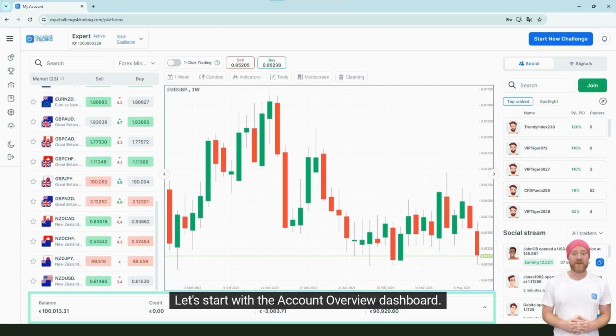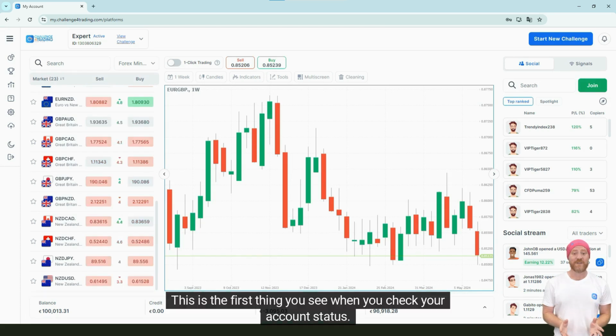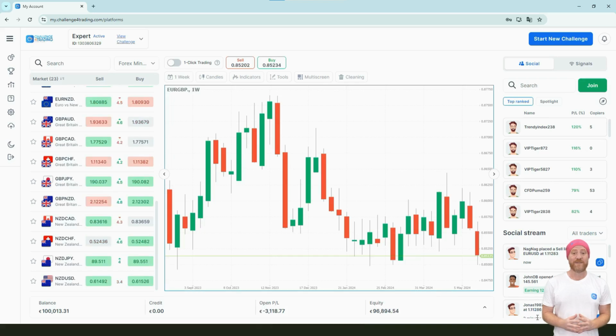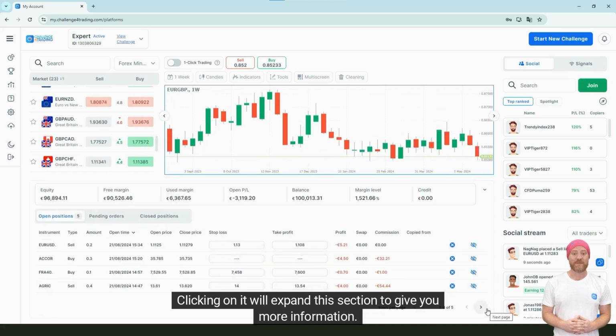Let's start with the account overview dashboard. This is the first thing you see when you check your account status. It gives you an overview of key indicators for your trading account. Clicking on it will expand this section to give you more information.